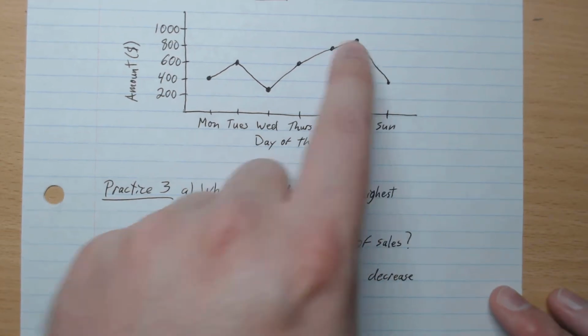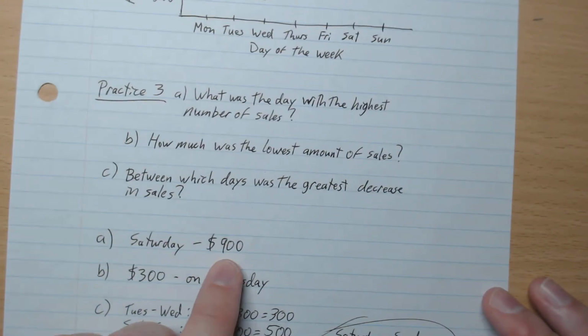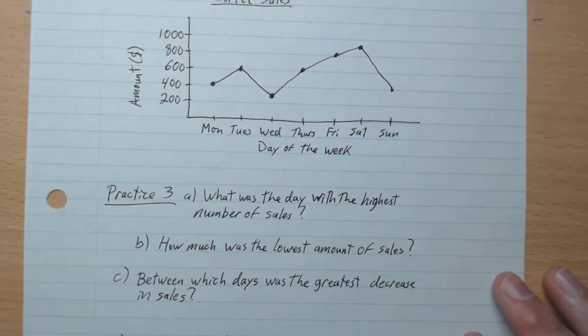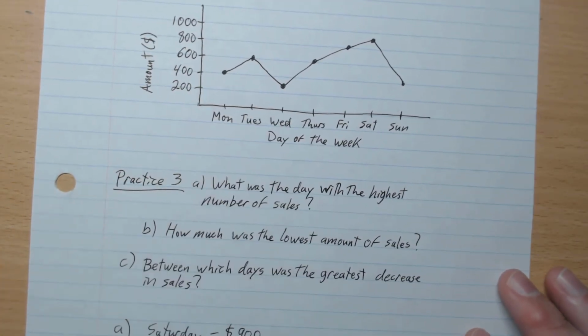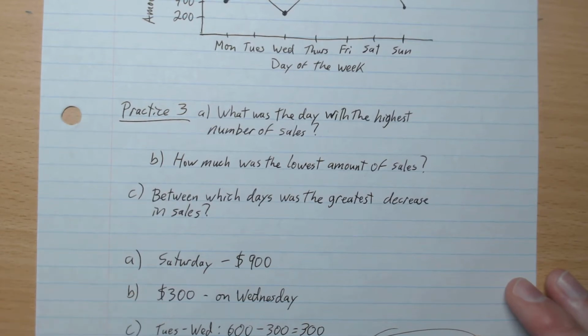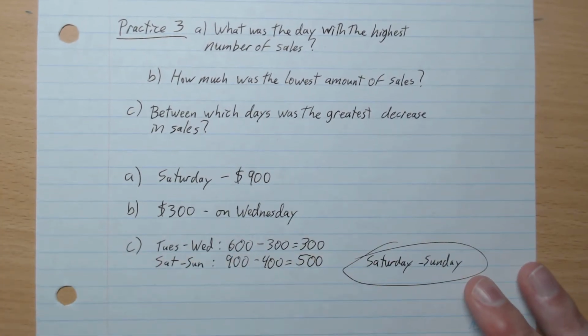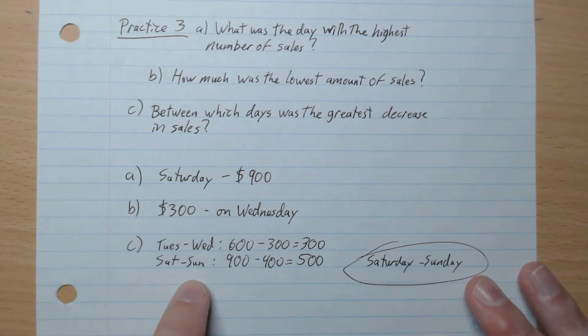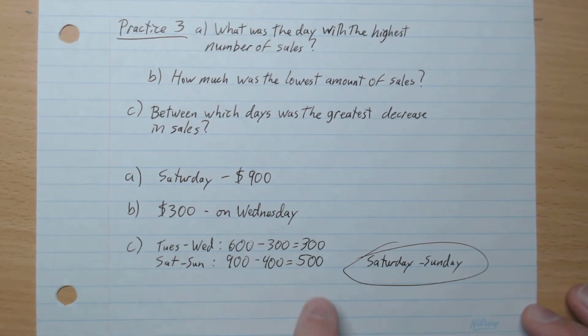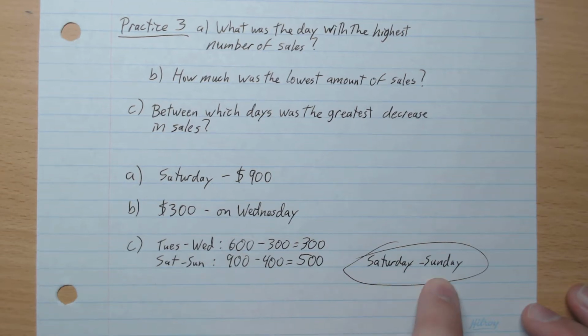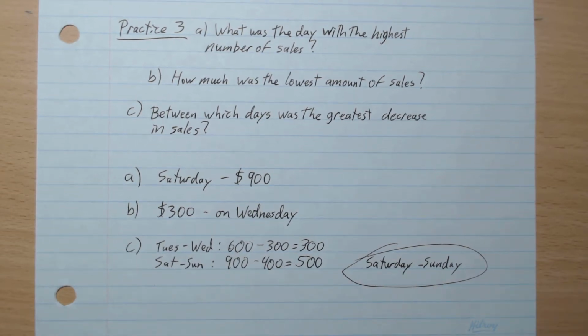Okay, so the highest, we see that it's here, so it's Saturday at $900. The least, Wednesday here at $300, like that. And then, so we look at the decrease between Tuesday and Wednesday is 300. The decrease between Saturday and Sunday is 500. So that's the greatest decrease right there. So Saturday, Sunday had the greatest decrease.